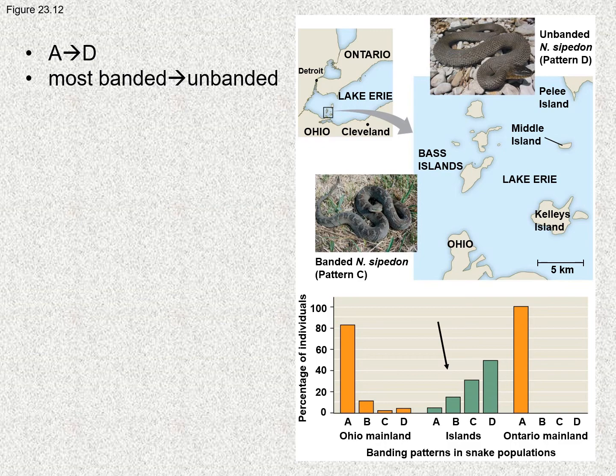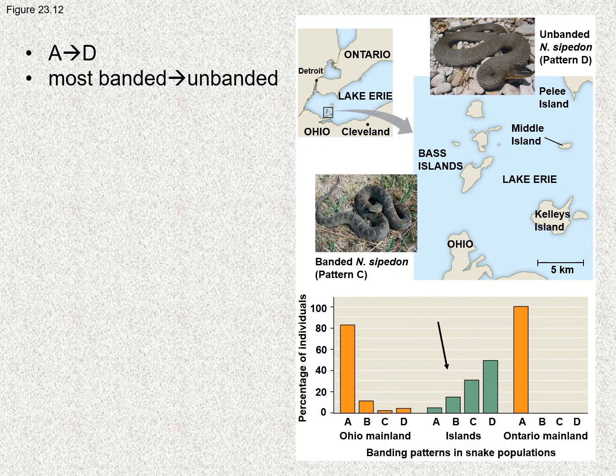Now here we have data from the Ohio mainland. So we have Ohio here. Okay, so that's part of the United States. And then we have the islands, which are somewhere in between, right? In between the United States and Canada, of course. So we have the Ontario mainland, which is Canada.